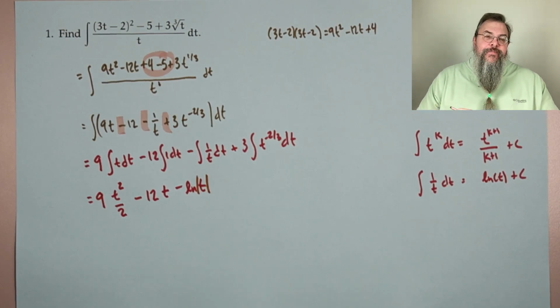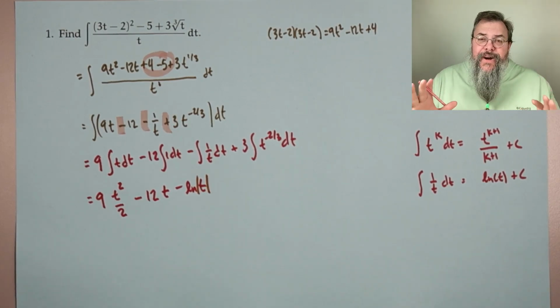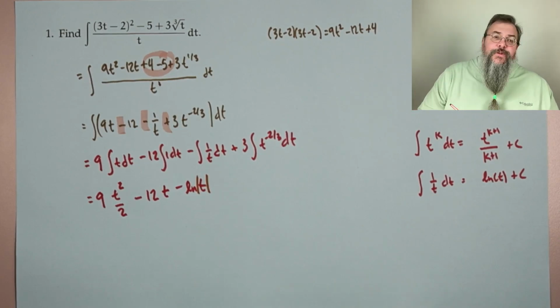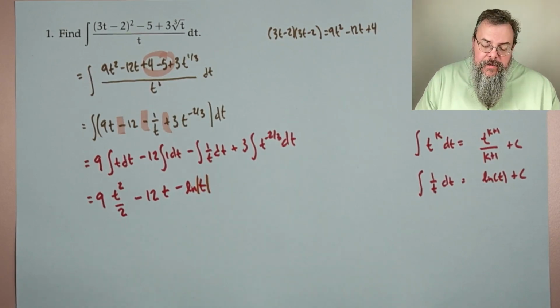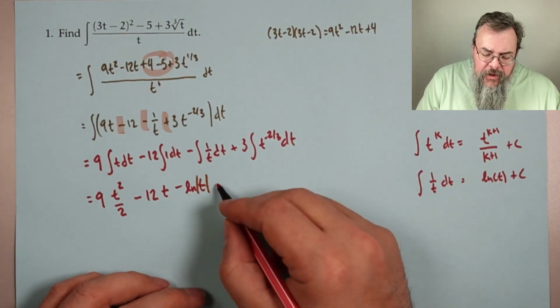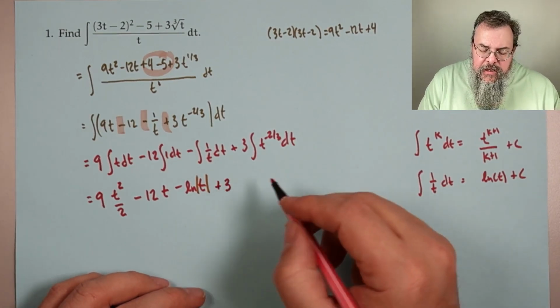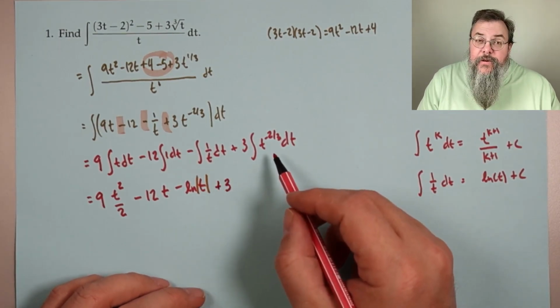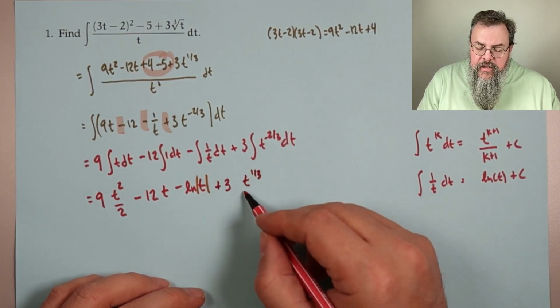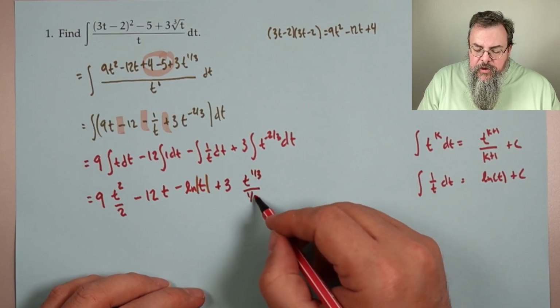But I would say don't stress about it. If it makes you feel better throwing absolute values, you do you. But for me, I'm okay with not including it. Okay, plus 3. Now, what's our new power? Add 1. Negative 2/3 plus 1, t to the positive 1/3, divide by 1/3.